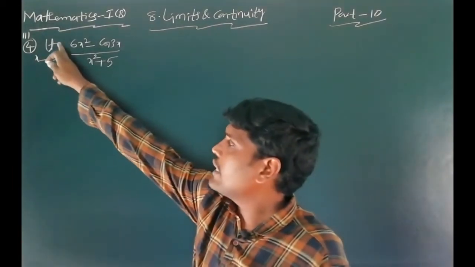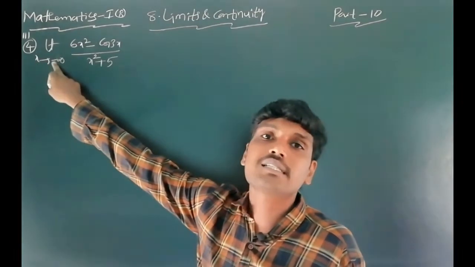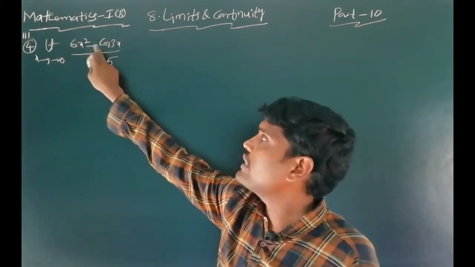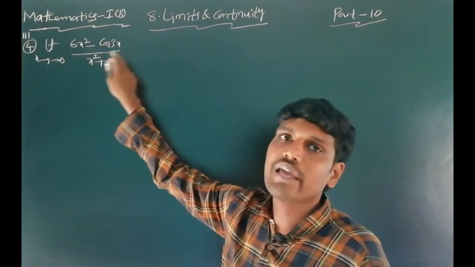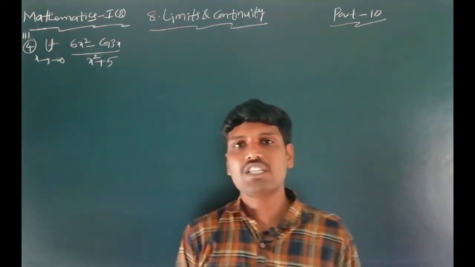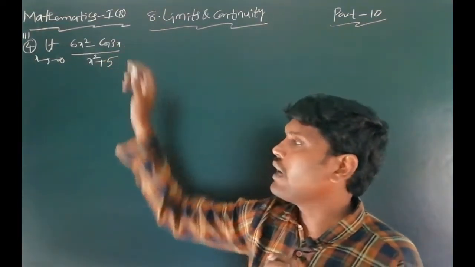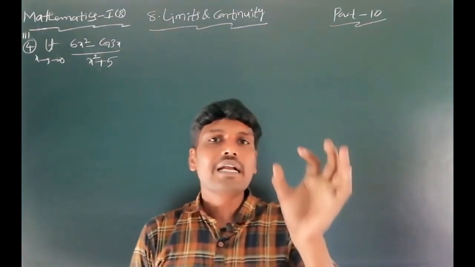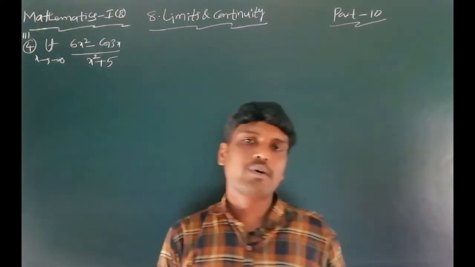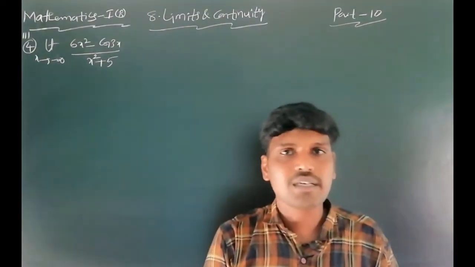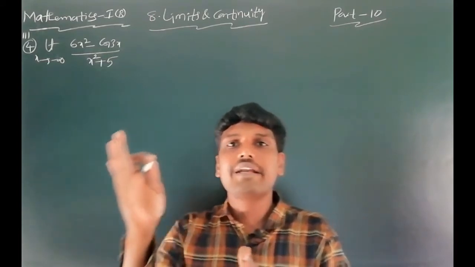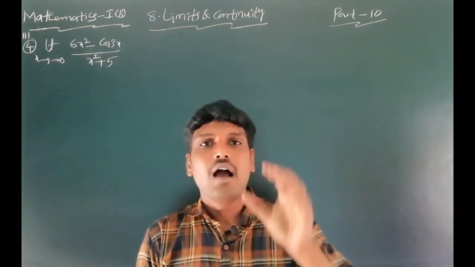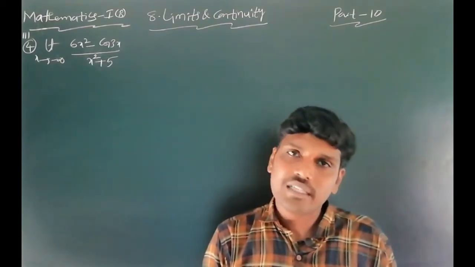Read the problem: limit as x tends to minus infinity of (6x square minus cos 3x) all by (x square plus 5). This one is the problem. In this problem, a cos function is there. In first year mathematics 1A, the trigonometric ratios up to transformations chapter, the ranges of sine, cos, tan, cot, secant, cosecant are already explained.